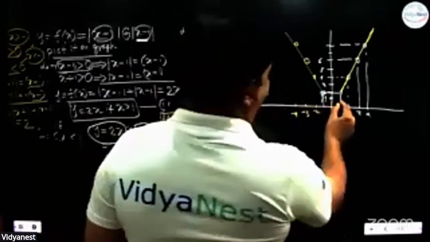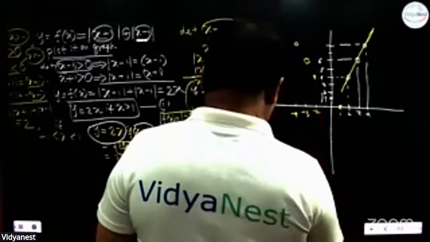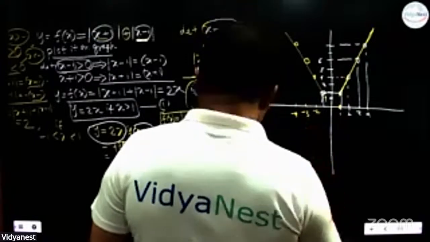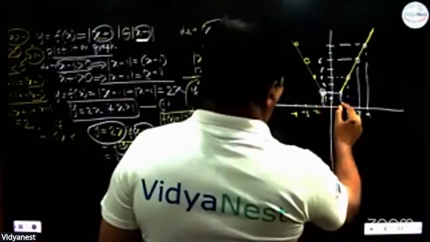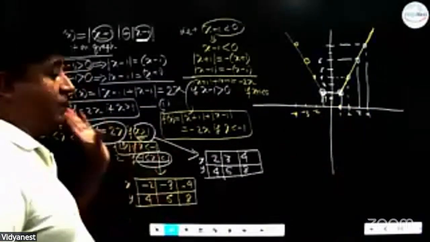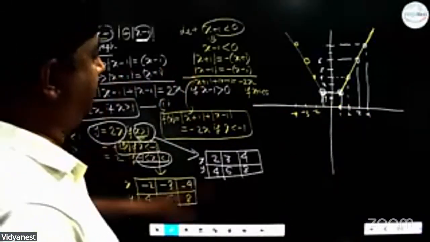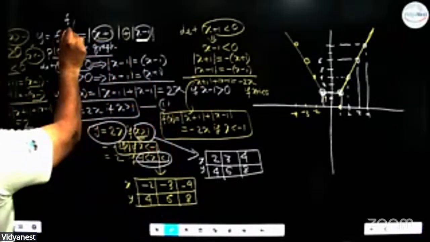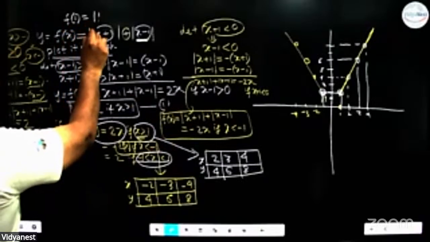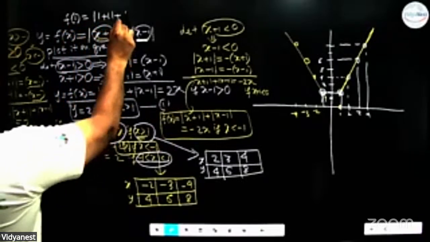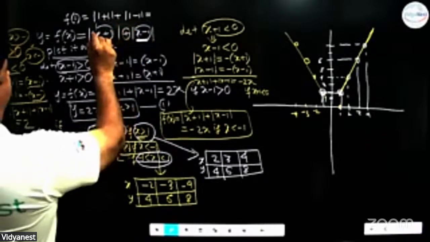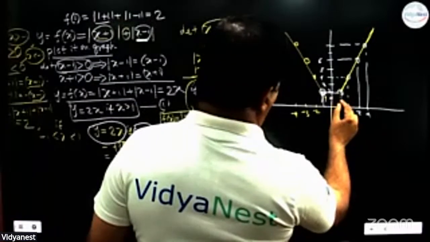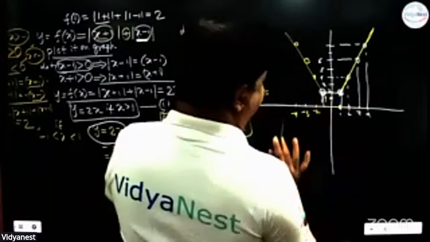So what about that gap at 1? What about that gap at 1 and -1? In that case, how to fill up that gap? You put 1 in place of x. You will get what? 1 plus 1, 1 minus 1. That is 2. So at 1, you are getting 2. So this point has existence.